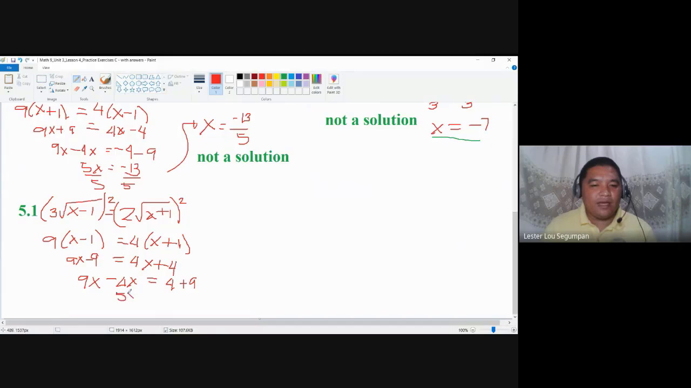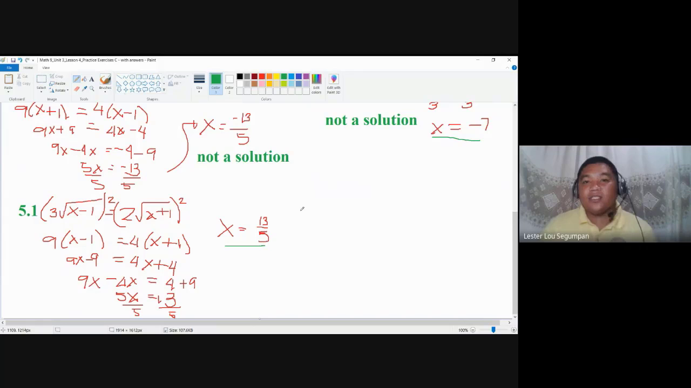You have 5x is equal to 13. And then divide both sides by 5. So you have x is equal to 13 fifths. Okay. 13 fifths. So this is not a negative now. This is a positive number. But still, we are not yet sure if this is a solution or not.